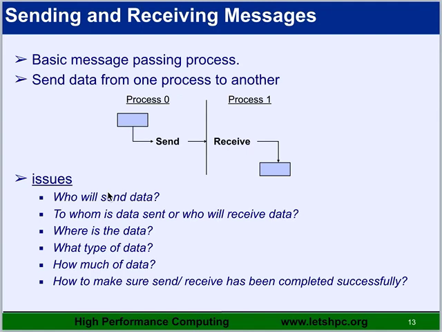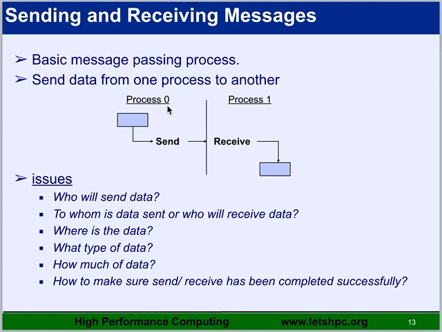So let us look into this basic message passing process. So the most important message passing process is the send receive. So suppose there is a process 0, and there is another process which is process 1. So process 1 needs some data which is not present with process 1, and that data is present with process 0. So what that means is that process 0 needs to send that data to process 1, and process 1 has to receive that data correctly.